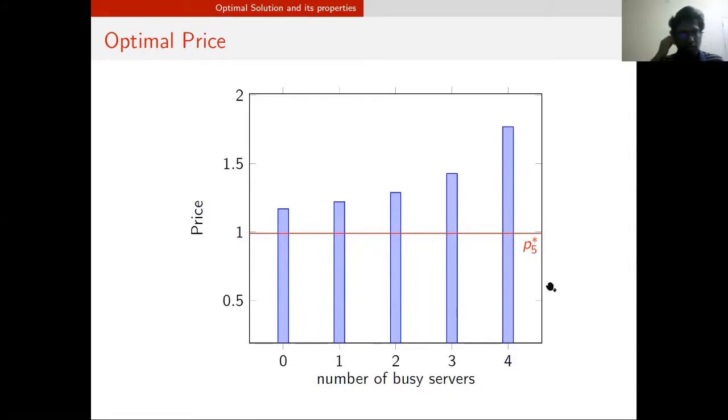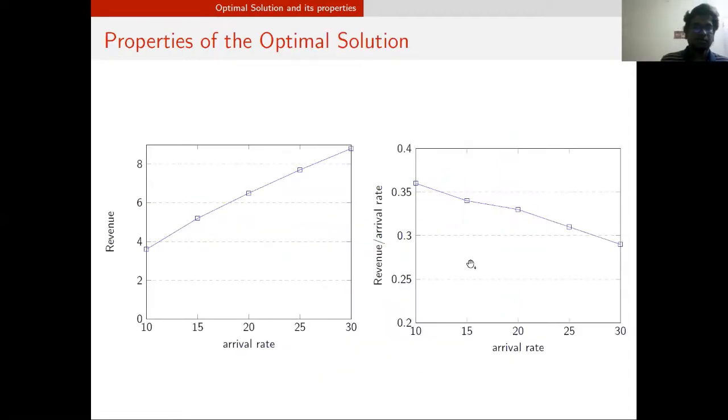Now, these prices also have some very interesting analytical properties, which we have shown in the paper. While we are demonstrating using figures, in our work we actually show them analytically. Some of these are very intuitive properties. For instance, observe that revenue is increasing as arrival rate is increasing. This is, of course, to be expected. However, the revenue per arrival rate decreases, which means your marginal return per customer is kind of reducing.